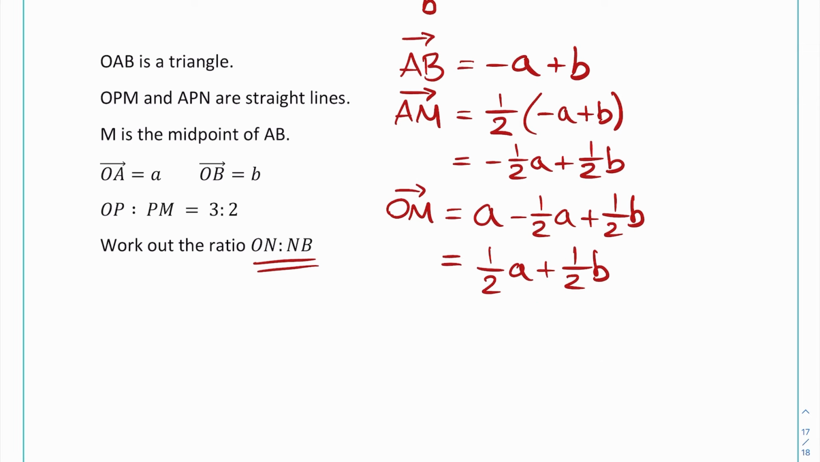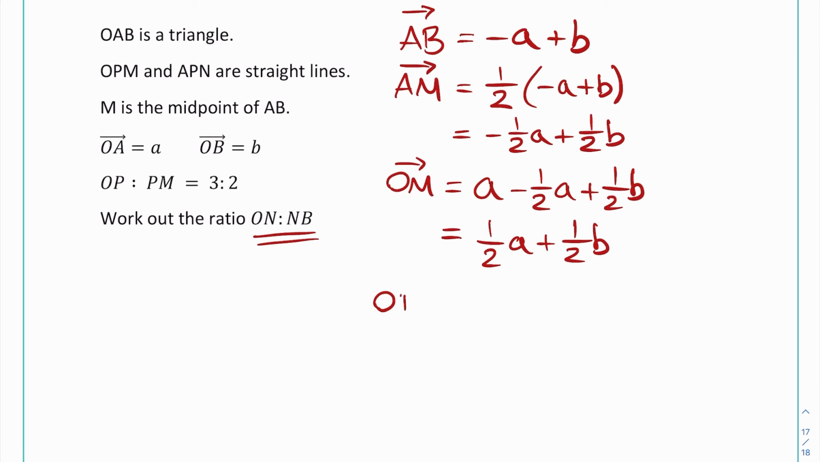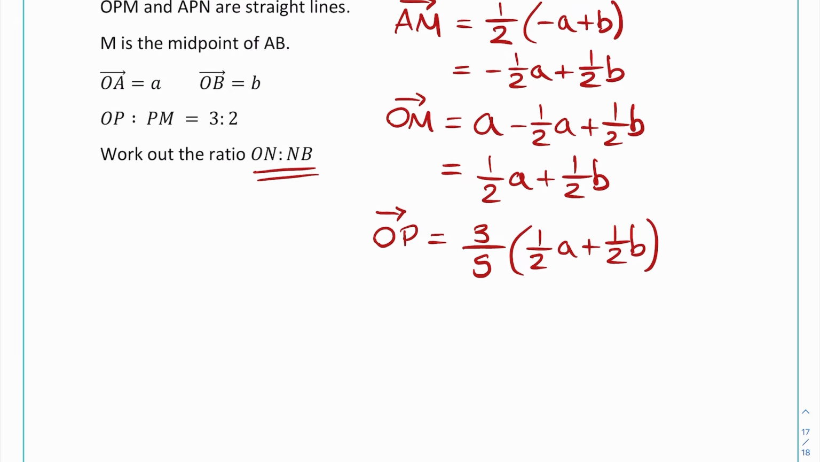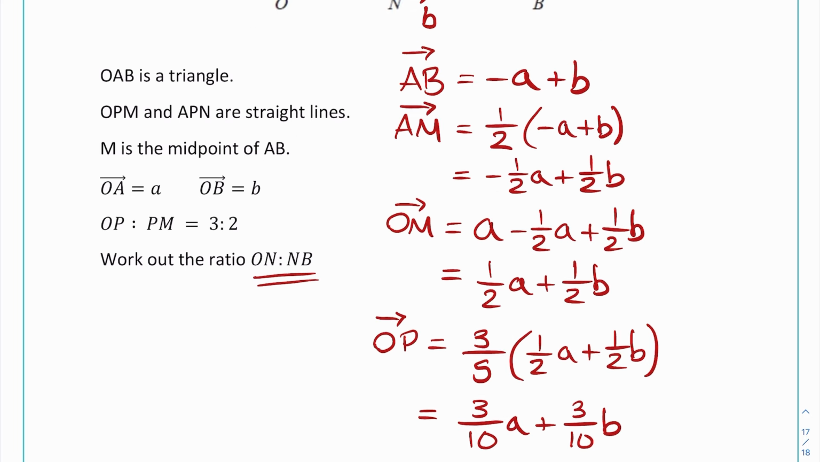So again, let's have a look at O to M. So O, and what was that letter in the middle? P. So O to P, that is going to be 3/5 of the vector we've just done, so 3/5 of a half a plus a half b. So multiplying that by 3/5, that'd be 3 on the top, 5 times 2 is 10 on the bottom, so 3/10 a plus 3/10 b. Now that is getting us from O to P.